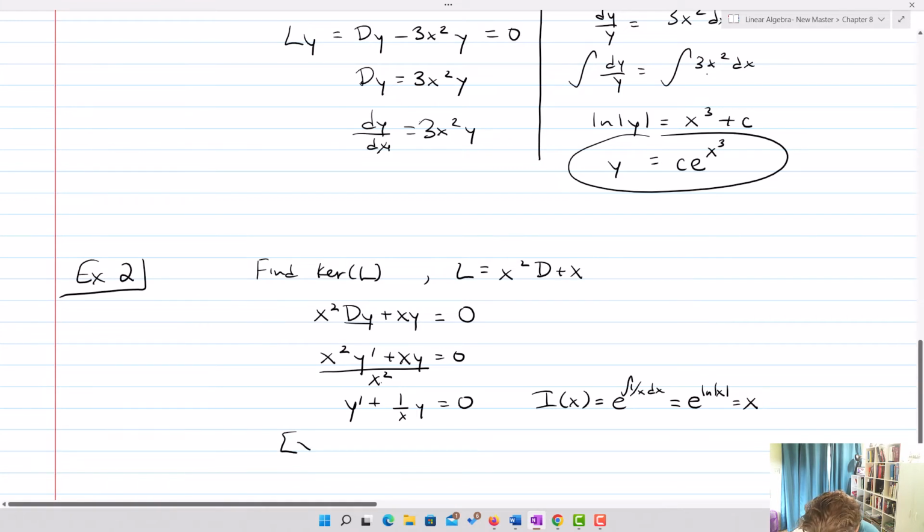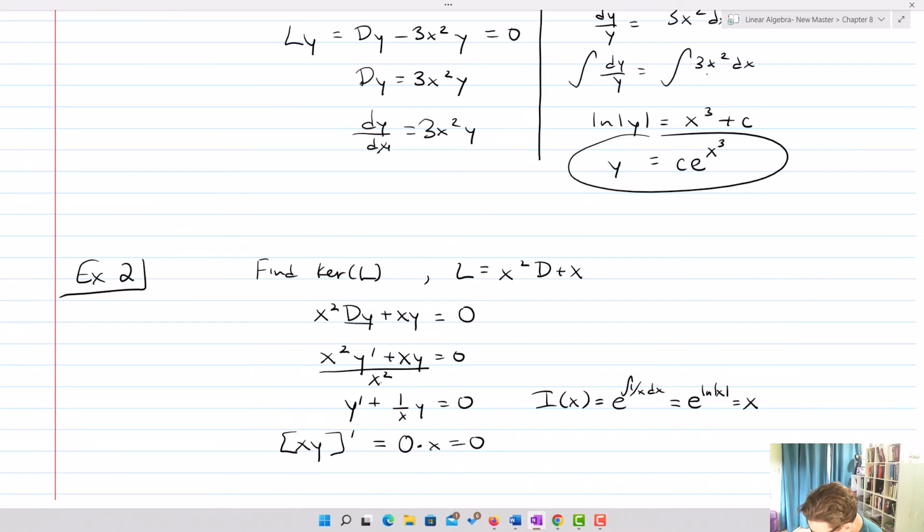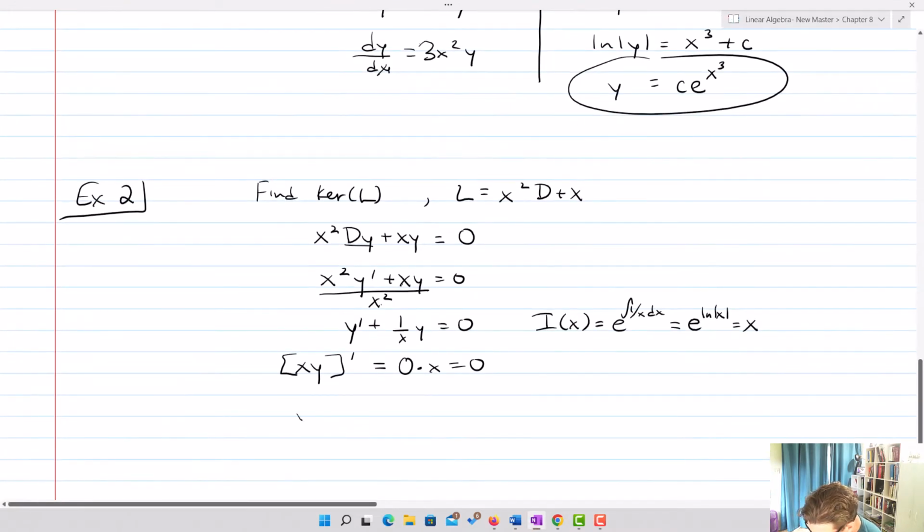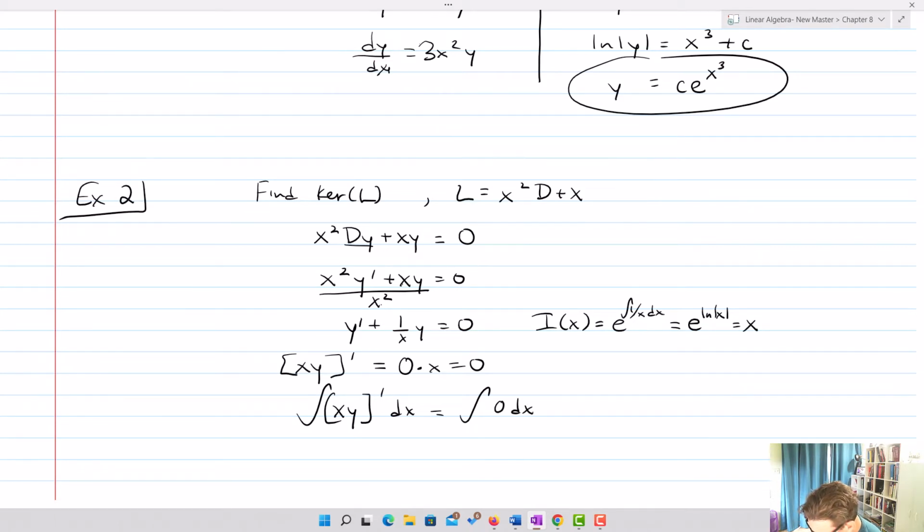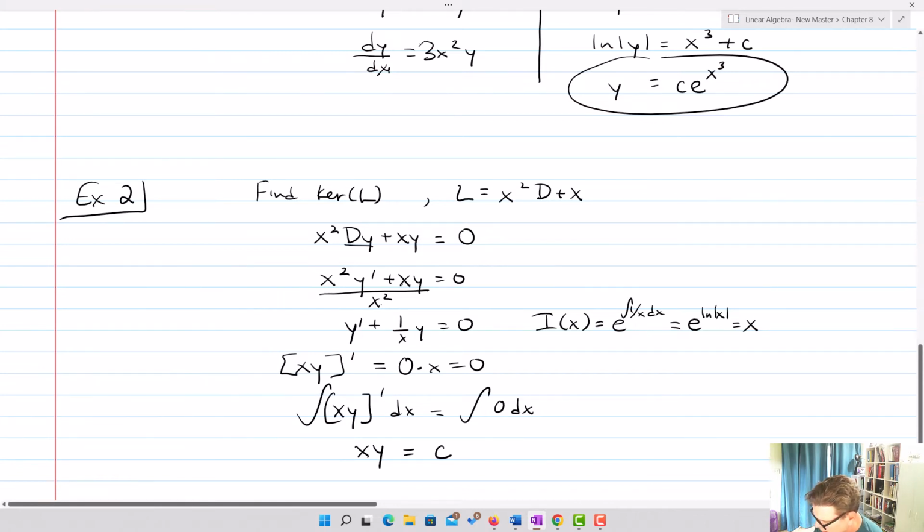So this gives me x y prime, and then this is going to equal 0 times x, which is just 0. Take the integral of both sides: the integral of the derivative of xy dx equals the integral of 0 dx. So that means that xy is going to equal some constant, and thus y equals c over x. And this is the set of all elements that are in the kernel of L.